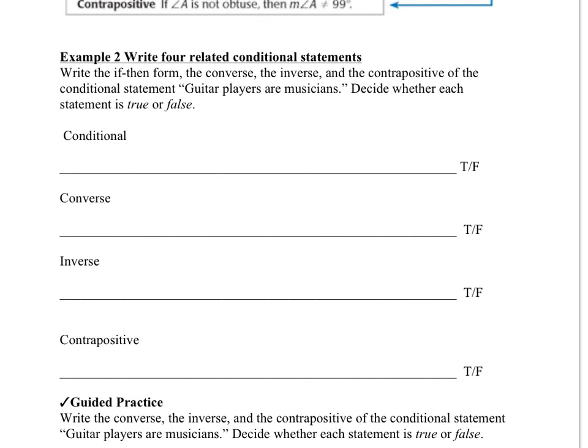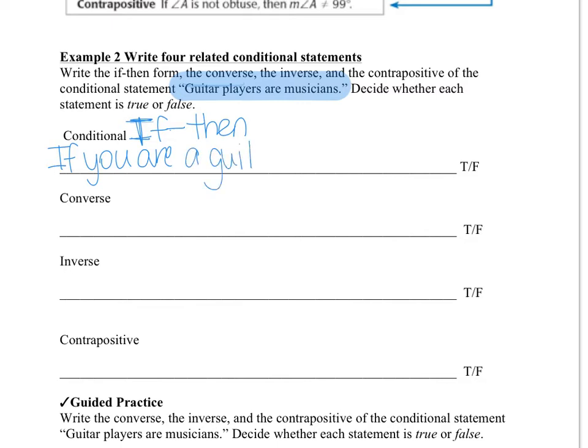So here's our statement that we're going to try. Guitar players are musicians. Well, let's write that as a conditional statement first. Conditional statement is that if-then. So I'm just going to add the words if you are a guitar player, then you are a musician.